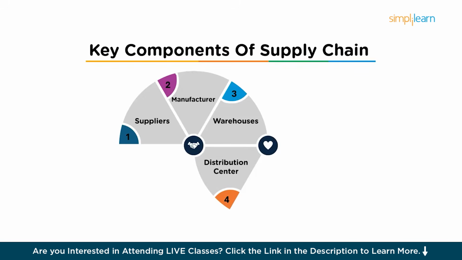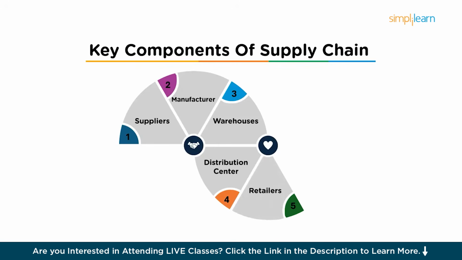The fourth one is distribution centers. Distribution centers serve as a hub for efficiently moving and distributing goods to various destinations. They manage the sorting, packing, and shipping of the products to retailers or directly to customers. By optimizing transportation routes and consolidating shipments, distribution centers help reduce logistics costs and improve delivery speed.